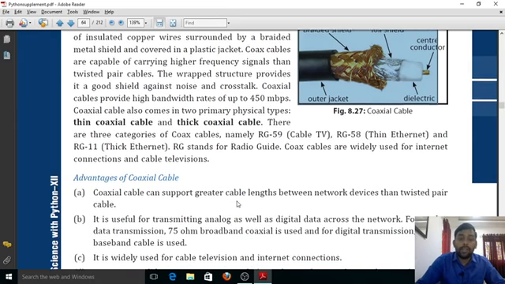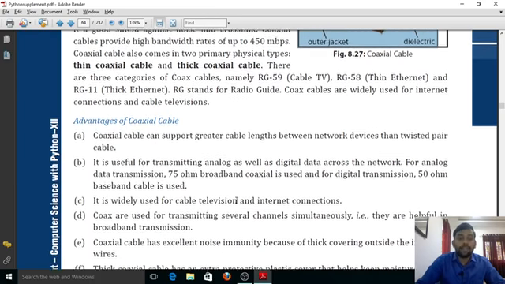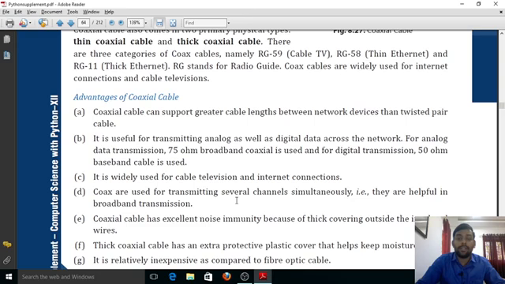Then advantages: coaxial cable can support greater cable length between network devices than twisted pair cable. It's useful for transmitting analog as well as digital signals. Widely used for cable television and cable internet connection. Then coax is used for transmitting several channels simultaneously, and has excellent noise immunity because of that thick covering.